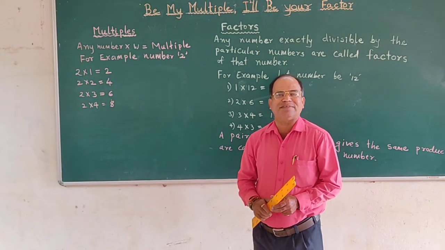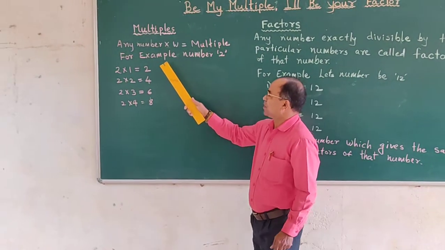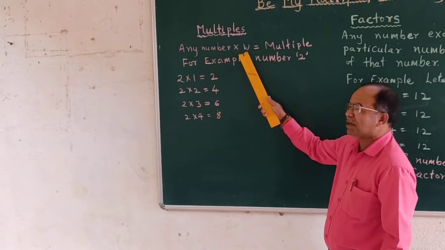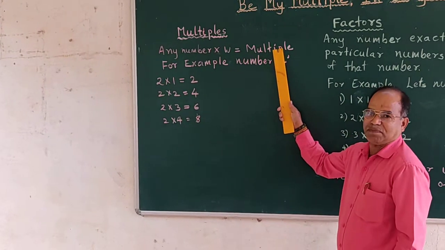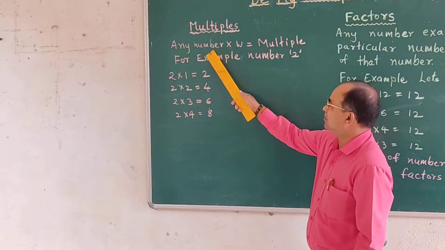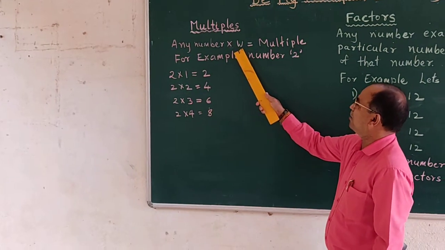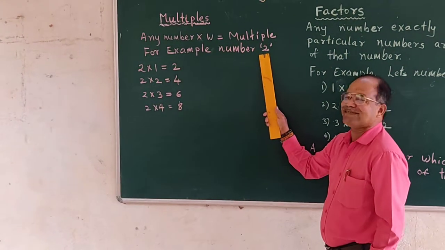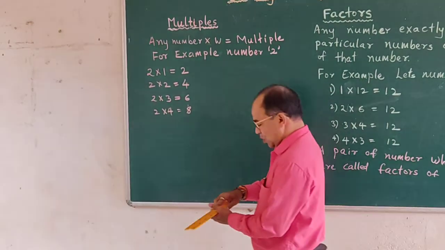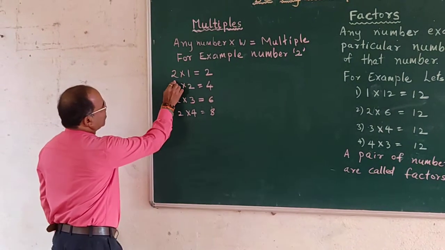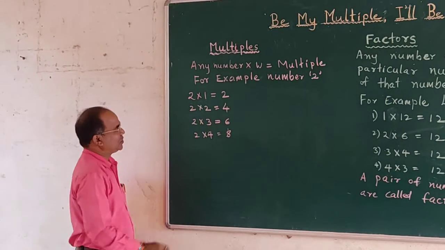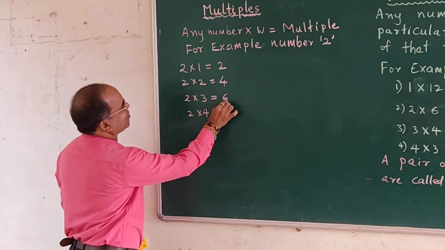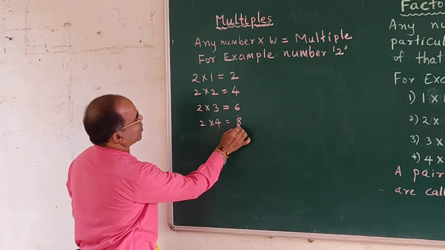So let's first discuss multiples. A multiple means any number multiplied by a whole number. So again I am repeating, any number multiplied by a whole number gives a multiple of that number. For example, here the number is 2. You can see 2 multiplied by 1, product is 2. 2 multiplied by 2, product is 4. 2 multiplied by 3, product is 6. 2 multiplied by 4, product is 8.